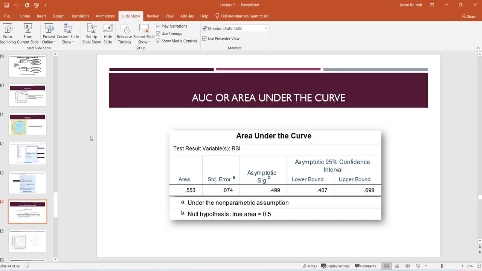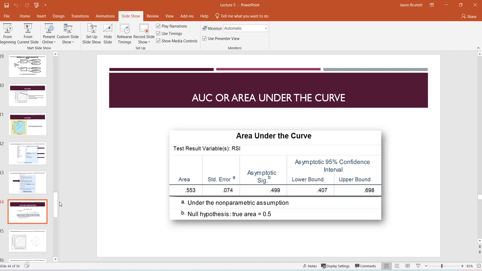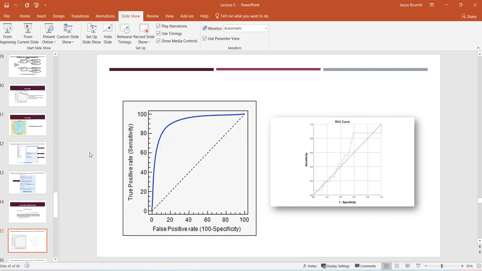So talking about the area under the curve, this area under the curve here. Sometimes people will report this area under the curve. Ideally, what they're wanting to see is something that has a 0.05, something that presents as significant. Now, that's not always needed, but I think that's what's wanted.